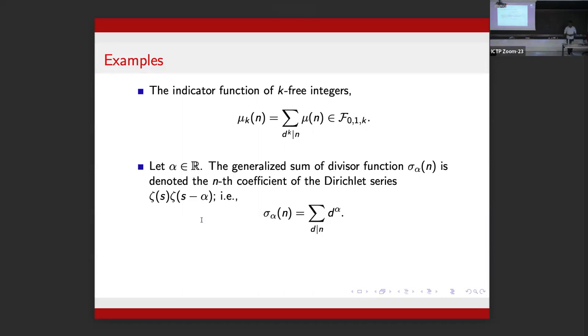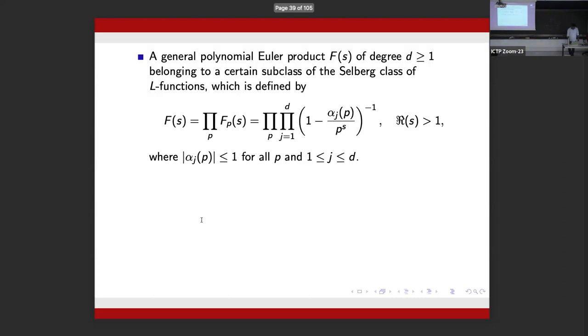And if you consider the generalized divisor function, this is basically the nth coefficient of the Dirichlet series zeta(s) times zeta(s minus alpha), and sigma alpha of n is defined as the sum over d dividing n of d to the power alpha. Then if you take alpha less than minus half, this sigma alpha belongs to the class F alpha 1. So this is again another subclass of the total class. Now there is a generalization of the Euler phi function, which is also defined as a subclass. You can remember it by considering the Euler product F(s).